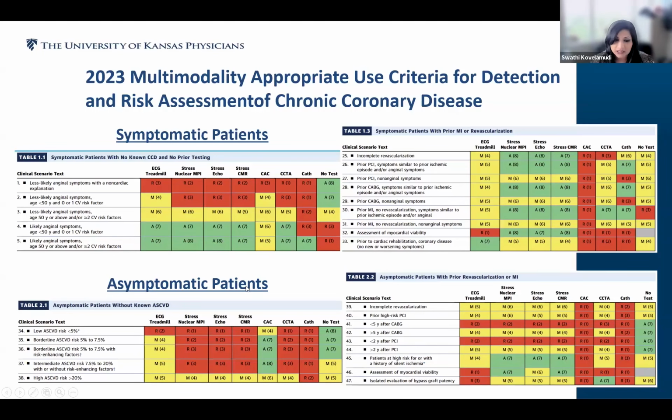In asymptomatic patients, it is the converse. Usually the most appropriate thing to do is not test at all. And if you do test, it's not really functional testing that they recommend. It's only a coronary artery calcium score that will help you understand whether or not a patient will benefit from statin therapy.